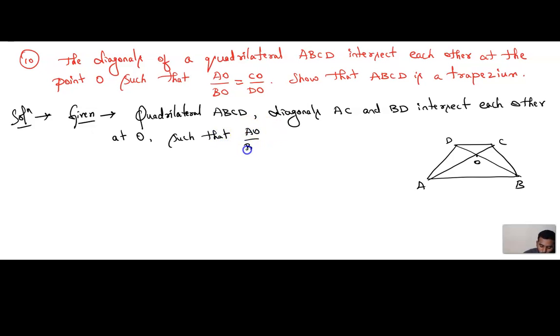AO by BO, in the question itself he has given AO by BO is equal to CO by DO. Any doubts? In the question itself he said AO by BO equals CO by DO. Yeah. Can you remember one thing? We have applied the logic in the previous problem. What is that logic?